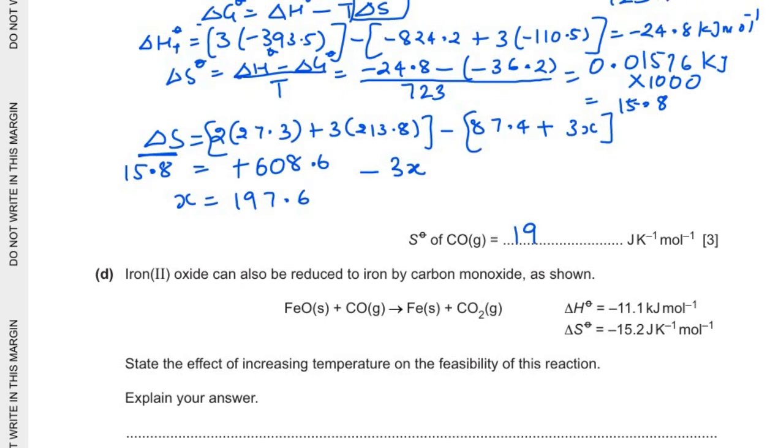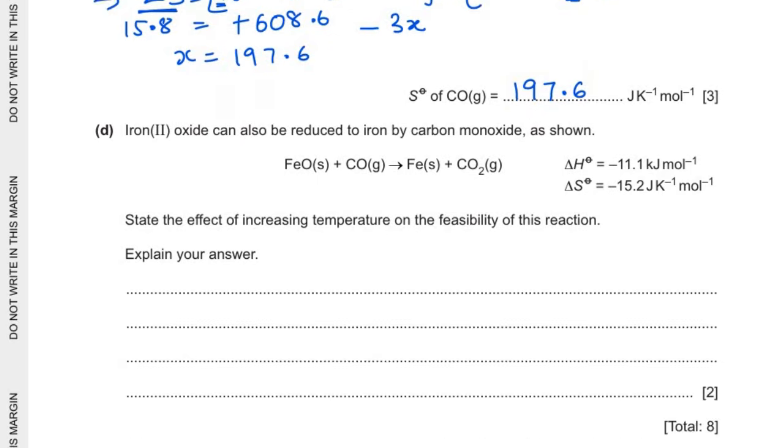So let's write 197.6 here for the carbon monoxide value. I hope the whole explanation and the equation is very clear. The entropy change has to be calculated as product entropy minus the reactant entropy. And if we do that, the number of molecules also has to be considered. So here the carbon monoxide value is multiplied by 3 to keep it as 3x. And so this is how we get the value.